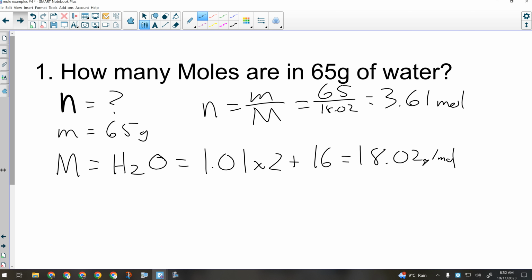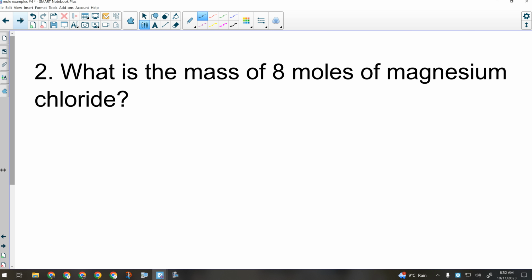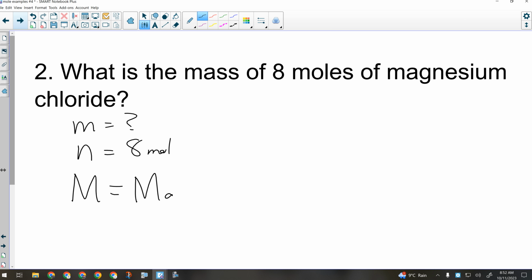All right, for question number 2, they want to know what is the mass? Mass is little m. They tell us there are 8 moles, so they gave us n, of magnesium chloride. What do you suppose people forget to do with this? Drop and swap. Chlorine is a -1, magnesium is a +2, so we're looking at MgCl2.